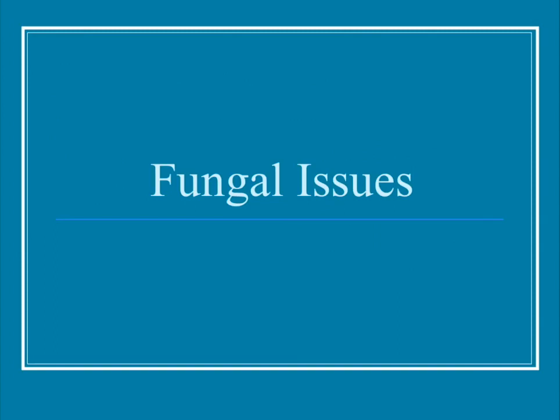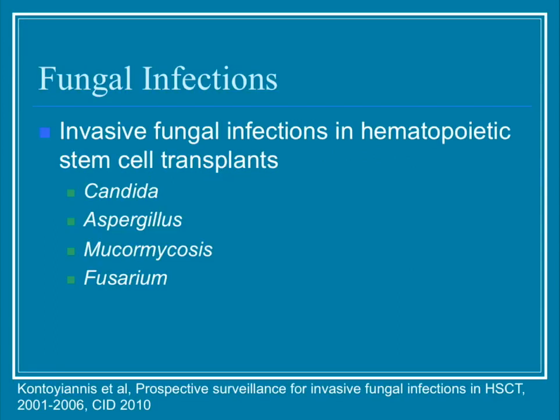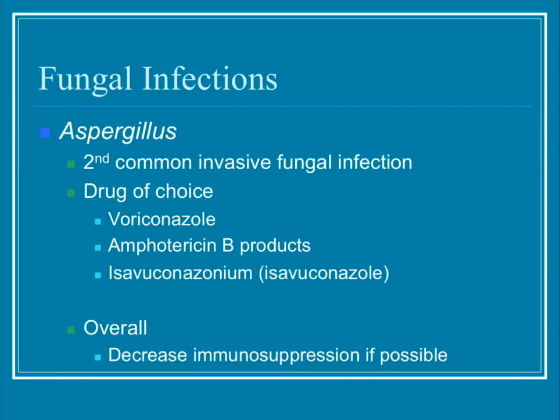Fungal issues. Moving towards the end of the lecture. So invasive fungal infections in stem cell transplant, number 1 is definitely Candida, then Aspergillus, Mucor, and Fusarium in decreasing rates. So talk about Aspergillus, drug of choice: Vori, Ampho products. Now with the use of Cresemba, that's also on the list. Overall, you decrease immunosuppression if possible when you're trying to fight an infection like this.